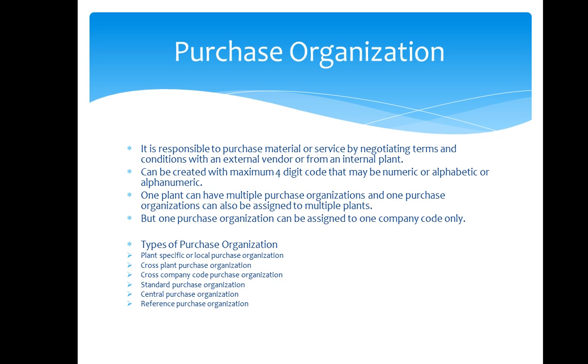This purchase organization we assign to plant. So one purchase organization can be assigned to multiple plants, or one plant can have multiple purchase organizations. But at company code level, if we are assigning a purchase organization, then we can assign it to one company code only. We cannot assign one purchase organization to multiple company codes.